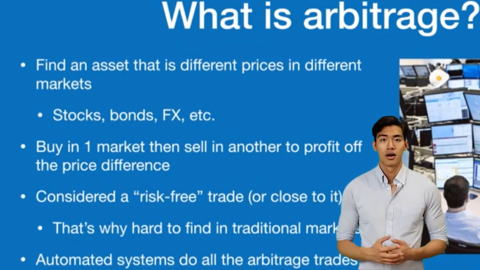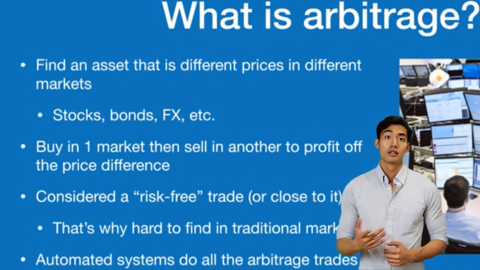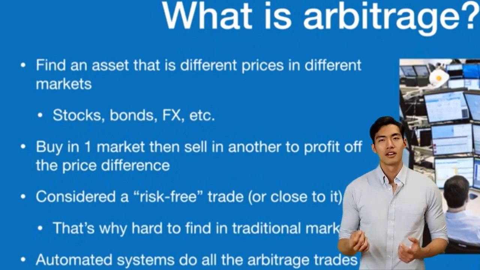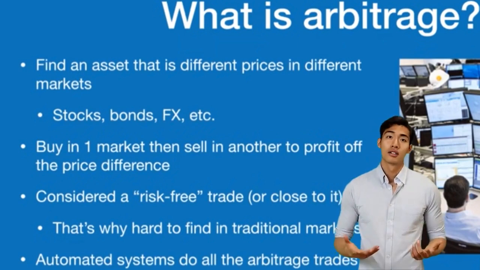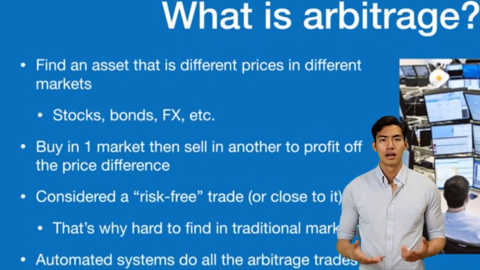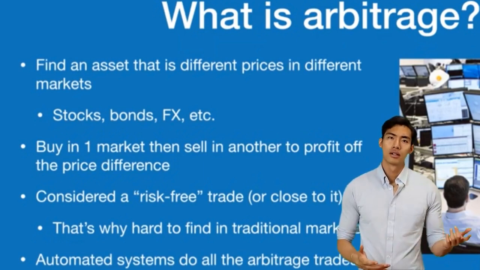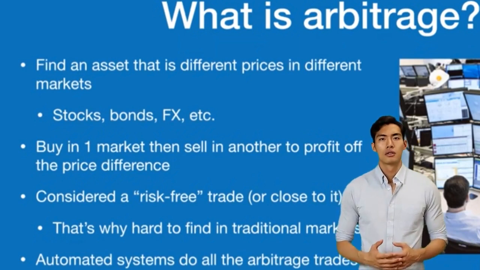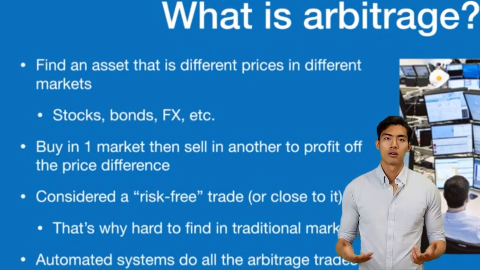So what is arbitrage on the highest level? Well, first of all, to do this you need to find an asset that has different prices even though it's the same asset in different markets. You can do this technique with stocks, bonds, forex, and more. Basically the idea is that you buy this asset in one market and then sell it in another market where it's a different price, to profit off the difference. This is considered a risk-free trade, or pretty close to it if there ever is one.